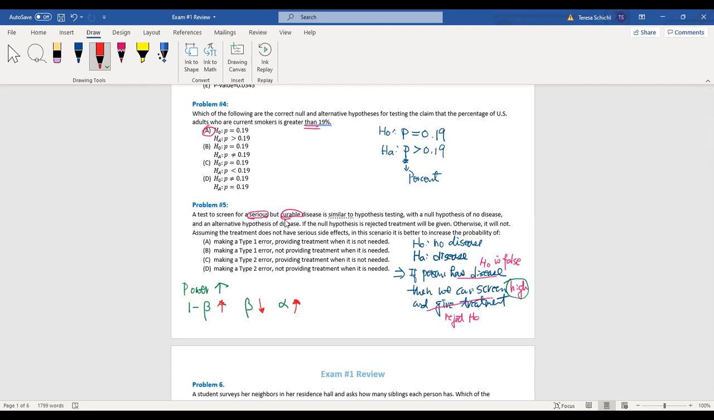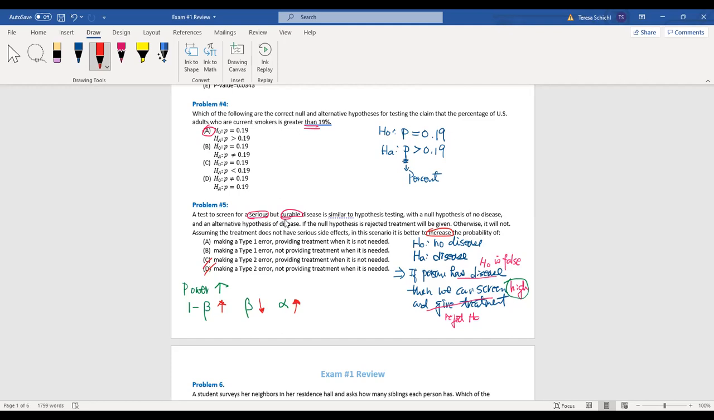So they say here, what is better, right? Read the problem very carefully. What is better, to increase the probability of what? We want to increase the probability of the type 1 error. All right, so these two we cancel out. This is not going to be our choices here. So they said the type 1 error, and we agree we want to increase the type 1 error.